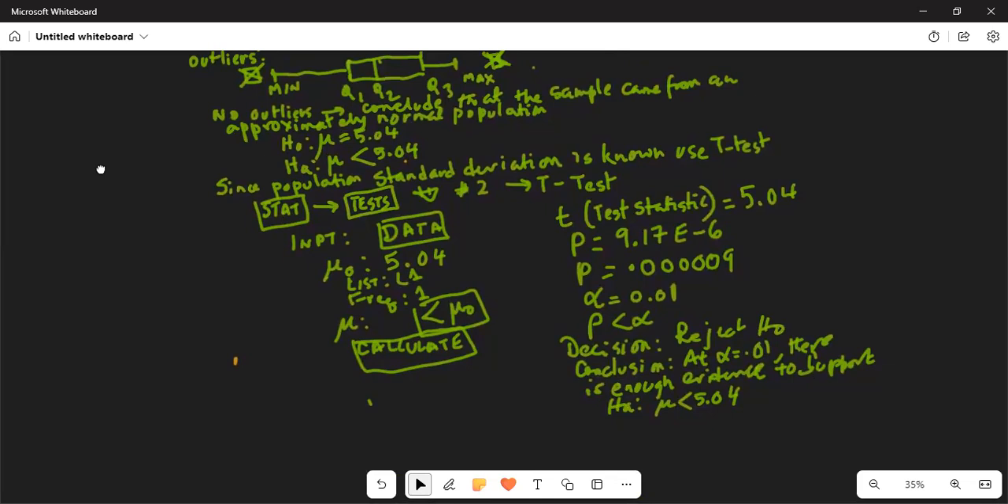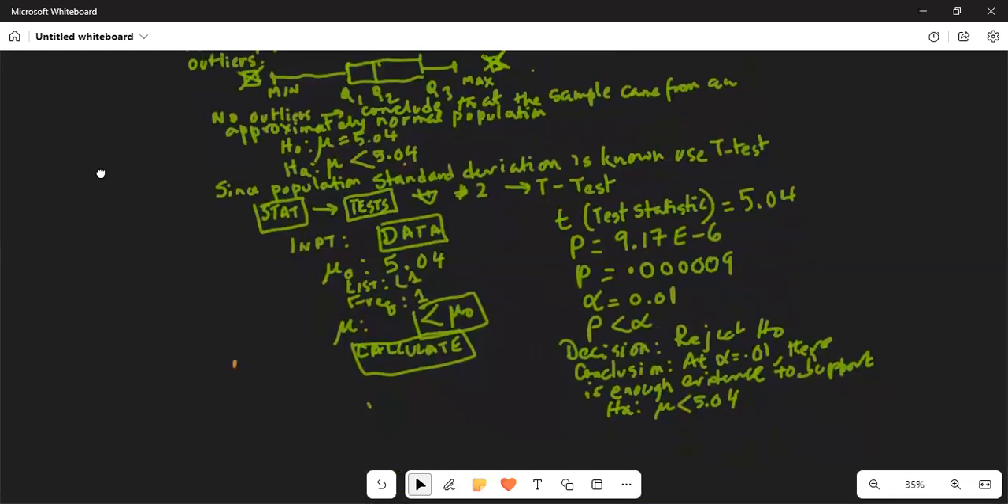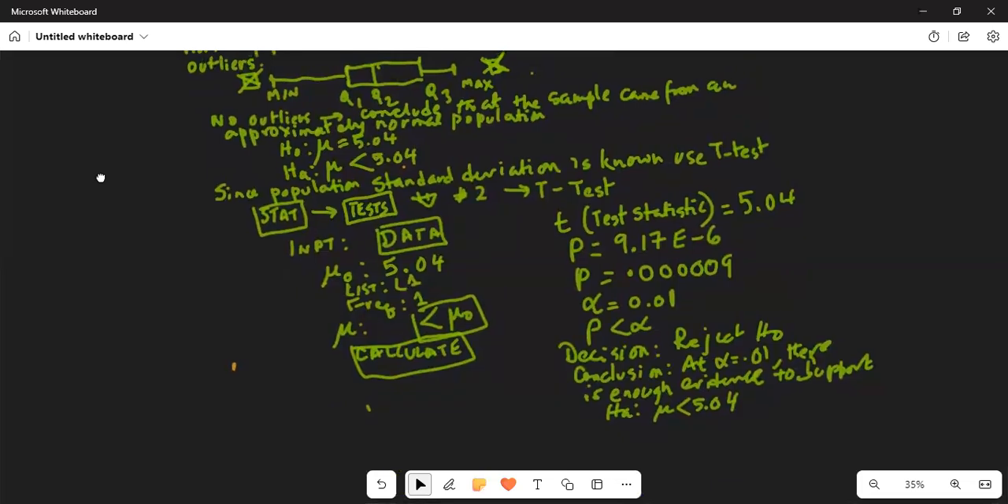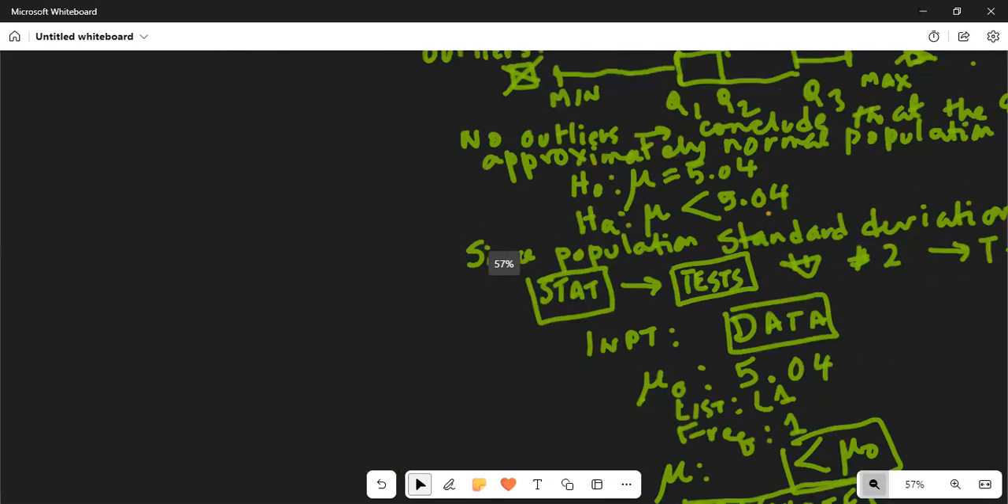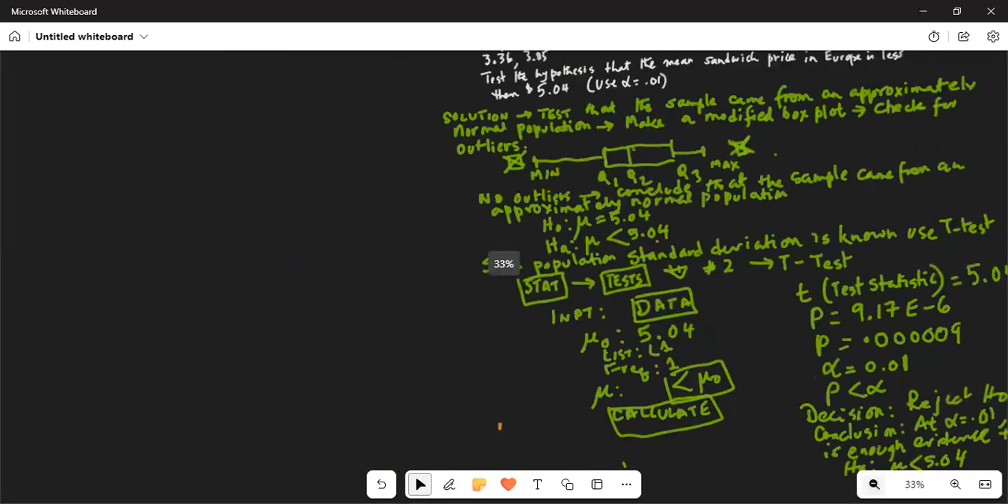This is a characteristic of the sample. The probability value of getting a test statistic as extreme as 5.04 is extremely small. It is less than alpha, which is 0.01. Hence, the decision is to reject H0, and the conclusion is, at alpha equal to 0.01, there is enough evidence to support the alternate.